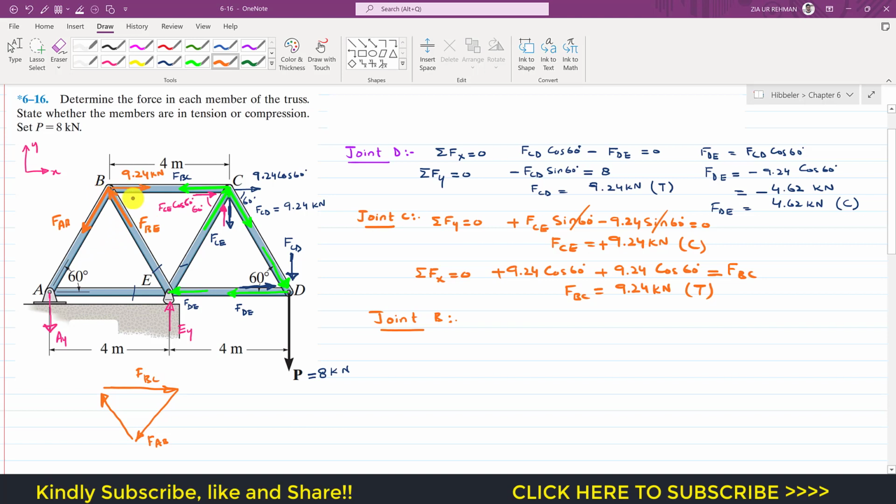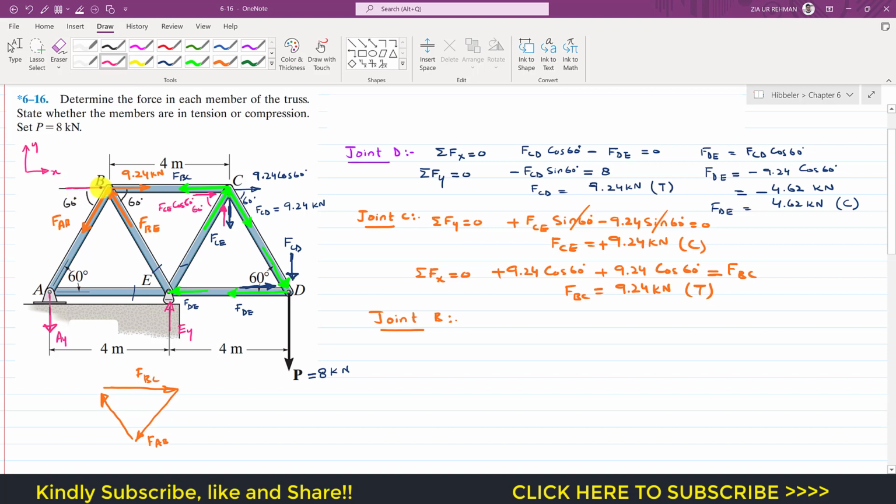So that is why I choose these assumed directions very accurately when we have three forces at a particular joint. Now we are going to consider this joint B. Again, this FBE is making 60 degrees with the horizontal, and similarly this FAB, if I draw a horizontal line here, is also making 60 degrees. So we can resolve this FAB into its components.